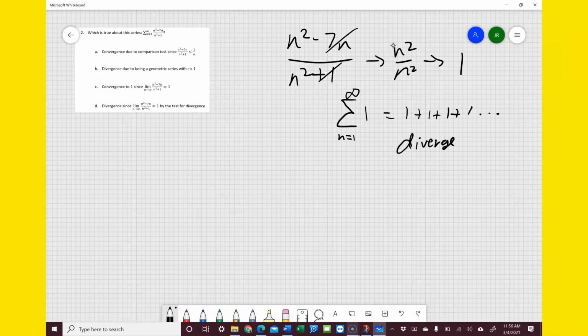Now, what's the reason for the divergence? What can we give as a good reason? What we're doing here is actually the limit as n goes to infinity of this sequence that makes the series. And as n goes to infinity, that's where we get the 1 from. So that is choice D. That's the divergence test. If the sequence itself does not go to 0 as n goes to infinity, that's automatic divergence. That's the test for divergence. So that's good enough for that one, I think.